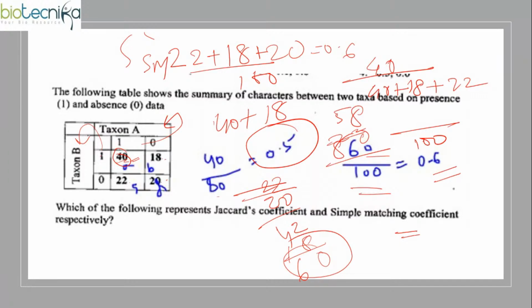You might get only one to be calculated. So accordingly, we have to do this. Either you might get only the Jacquard coefficient calculation, or only the simple matching coefficient. So in this way, we need to calculate it.